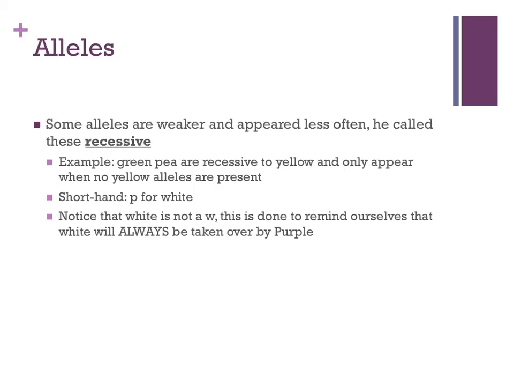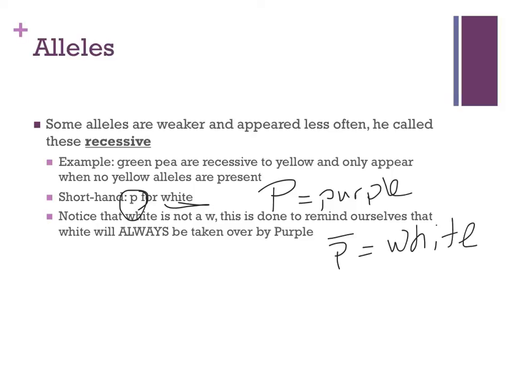Mendel also showed that some alleles are weaker and tended to appear less often. He called those recessive or lesser alleles. In our pea example, the purple was dominant to white flower color, so white would be the recessive. And instead of using a W, we're going to use a little p, so that when we say big P is purple, and little p, and I put a line over it so you know that one's little, is white. That way we always remember which one is dominant and which one is recessive.